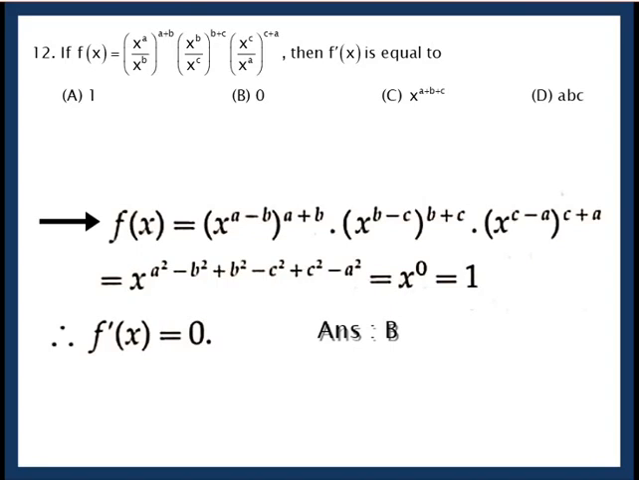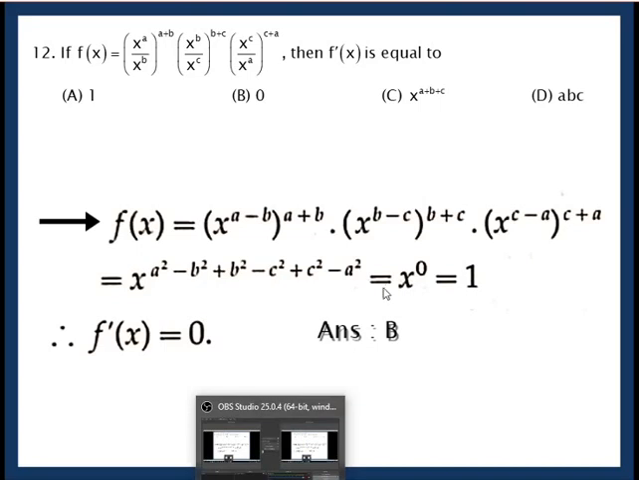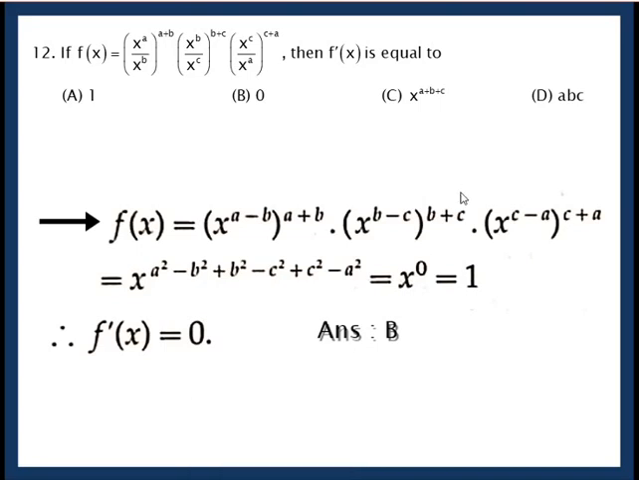Of course, we assume, and it must be, that x is not equal to 0, because x raised to 0 is 1 if and only if x is not equal to 0. So what is the derivative of 1? Simple, 0. The derivative of 1 is 0. So the correct option is B, Bombay.